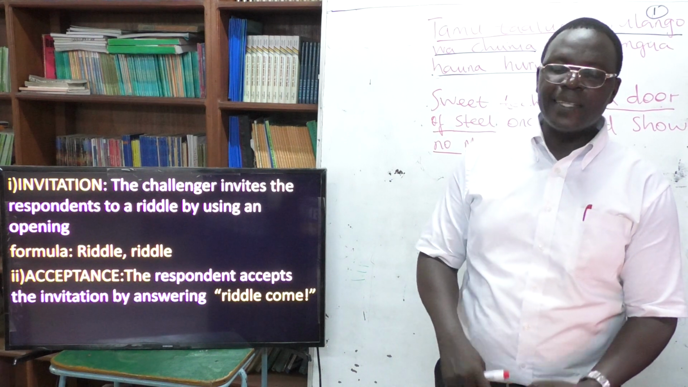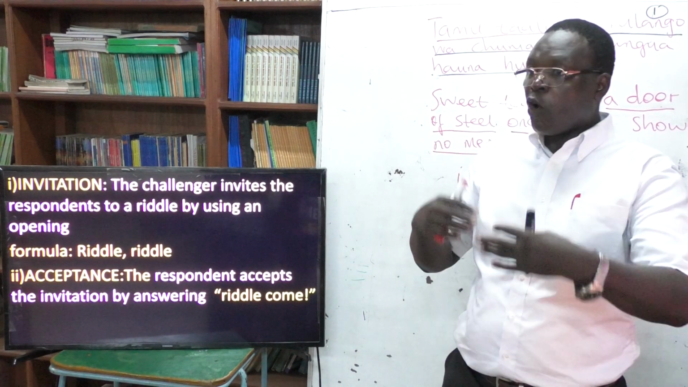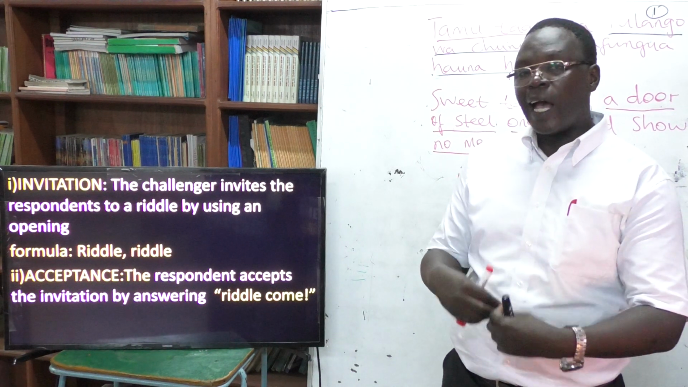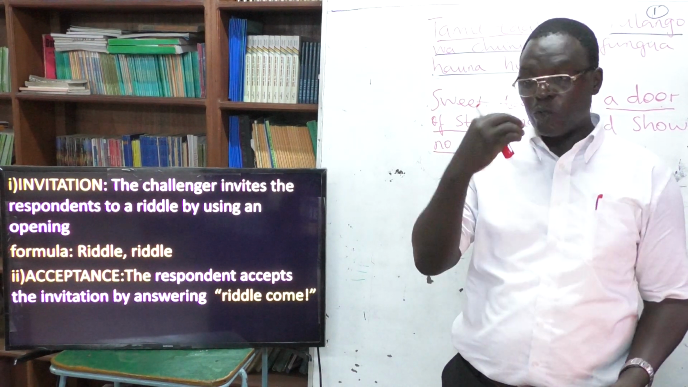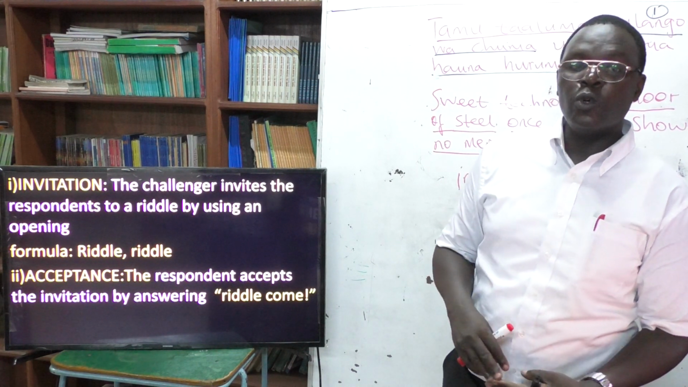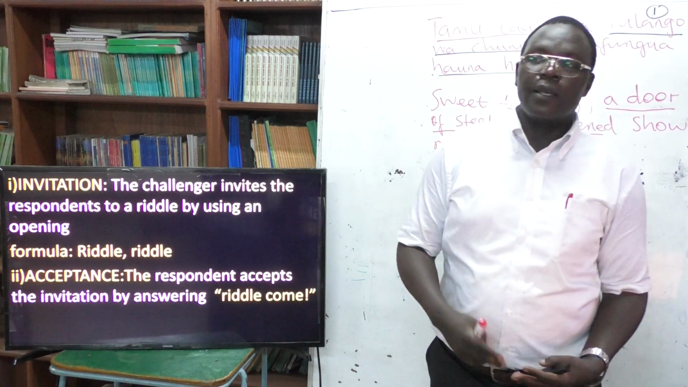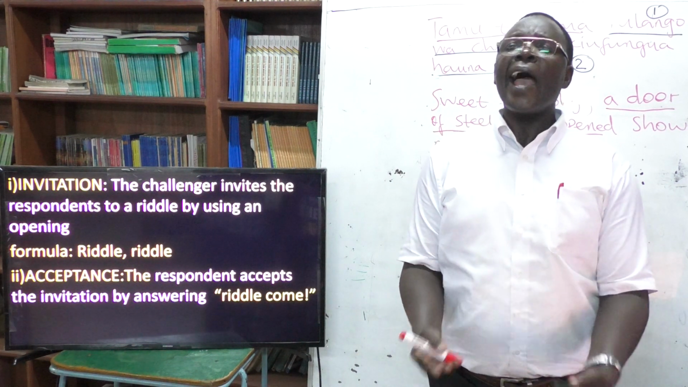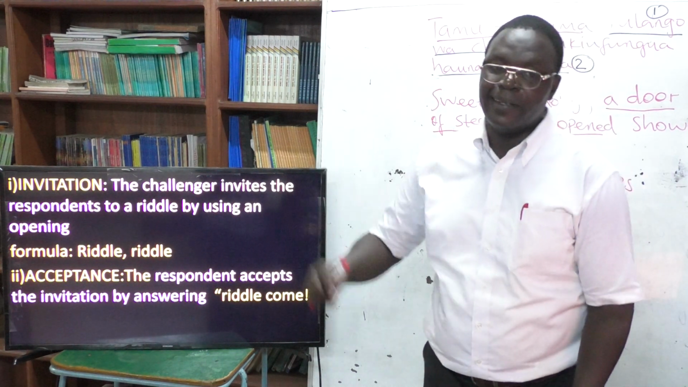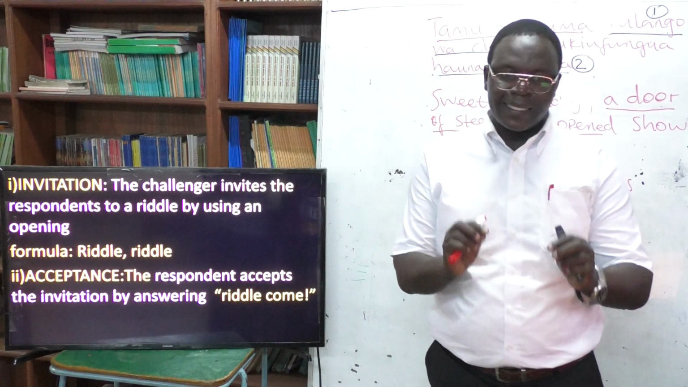The challenger invites the respondent to a riddle by using an opening. That opening formula is riddle, riddle. Here, you answer according to the text that you've been given. That was the question. How do you arrive at the stages of the above riddle? If it started, I have a riddle, that is how you say it. The formula is, I have a riddle. But here the formula was, riddle, riddle. Then the acceptance as the second stage.